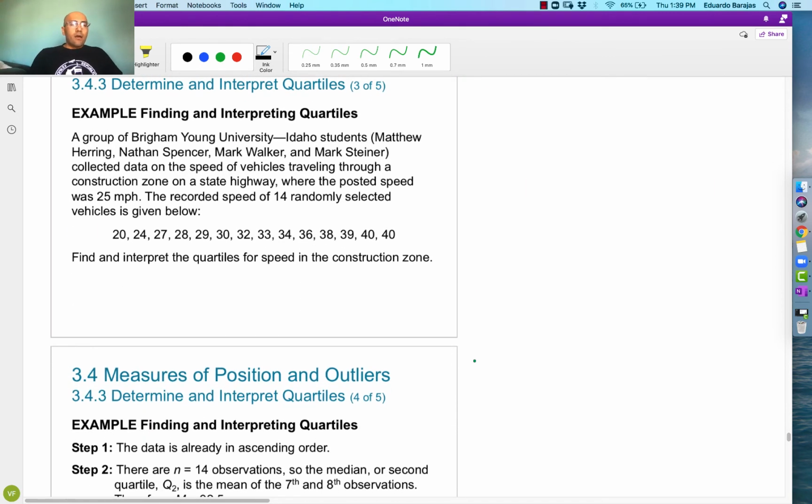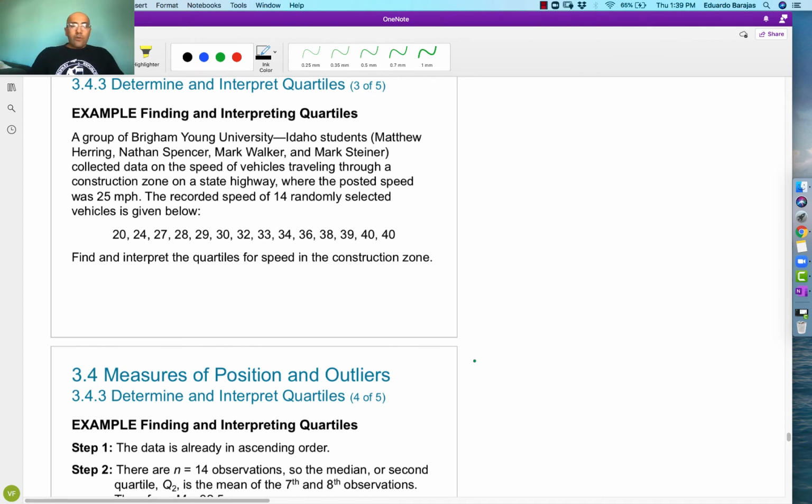A group of Brigham Young University Idaho students, Matthew Herring, Nathan Sparren, Mark Walker, and Mark Steiner, collected data on the speed of vehicles traveling through a construction zone on a state highway where the posted speed limit is 25 miles per hour. The recorded speed of 14 randomly selected vehicles is given below.